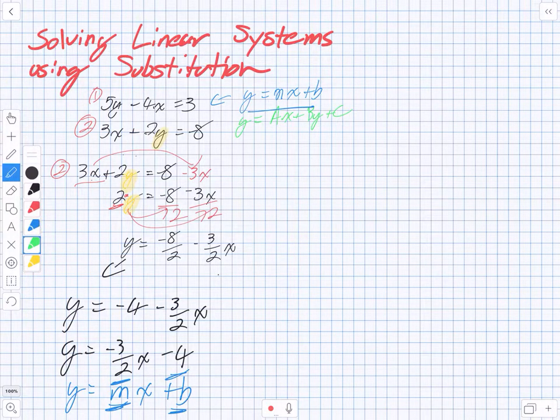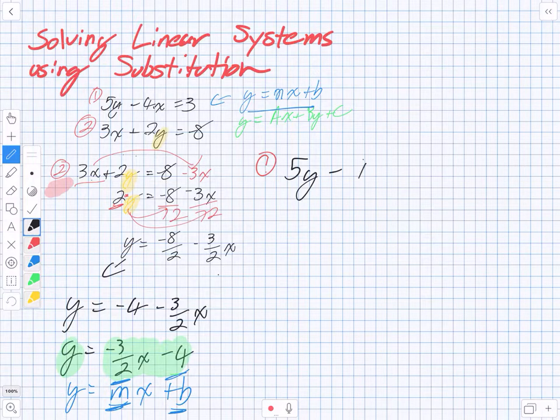So now that we've done that, which was quite a bit of work just for the very first step, we're going to now take this equation and substitute it into y in the other equation. So remember we originally worked with equation number 2. We're going to take equation number 1, bring equation 1 over here. Equation 1 was written as 5y minus 4x equals 3.